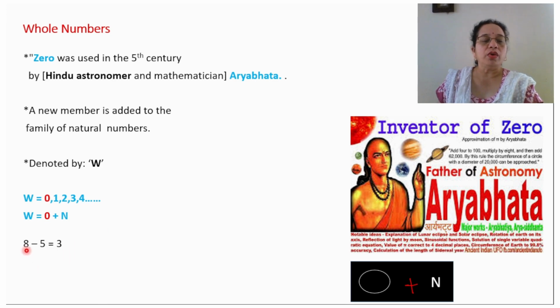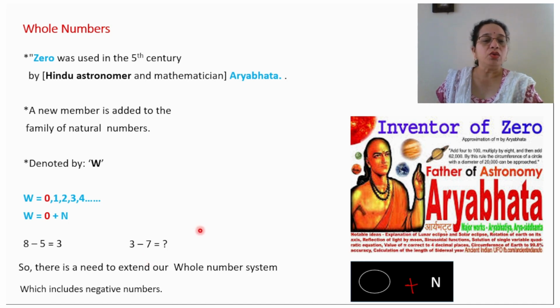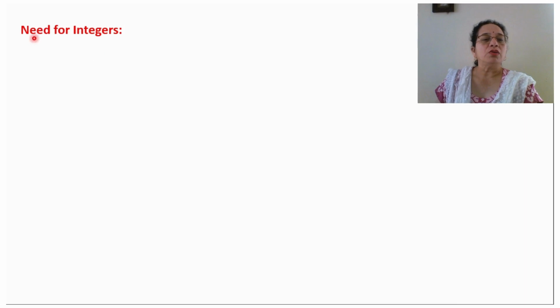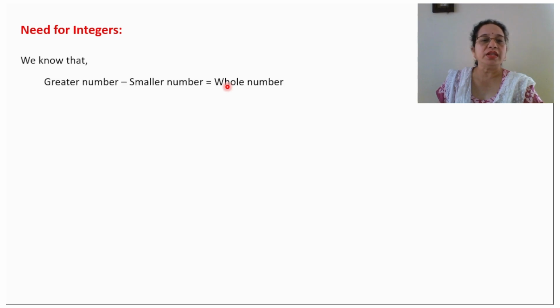Now again we know 8 minus 5 is 3. But what about 3 minus 7? Again we don't have any whole number to represent this answer. So again we need to extend our whole number system to include the negative numbers. So now the next number system is integers. What is the need of integers, that I am going to explain to you with many examples.